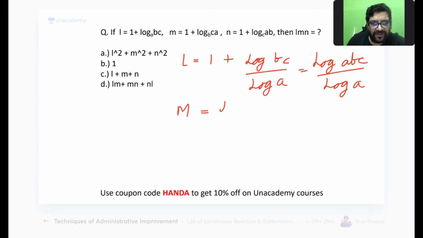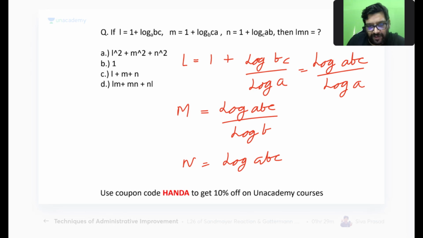What is M? Very similarly, M will be log ABC by log B, and N will be log ABC by log C. Now what do I do? I got L, I got M, I got N. If I multiply these three, I will not get anything even remotely close to what I have in the options. So what do I do now?